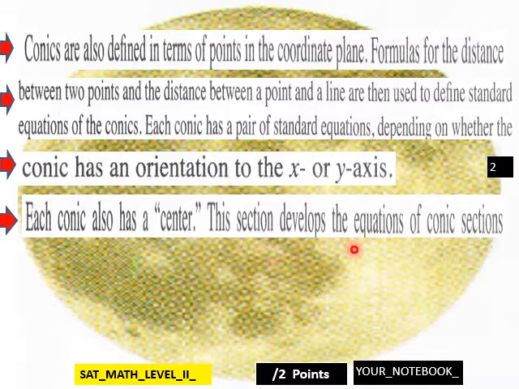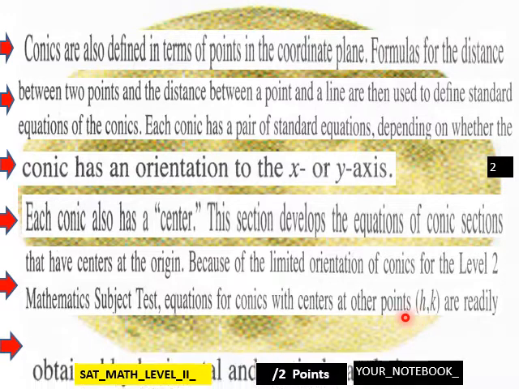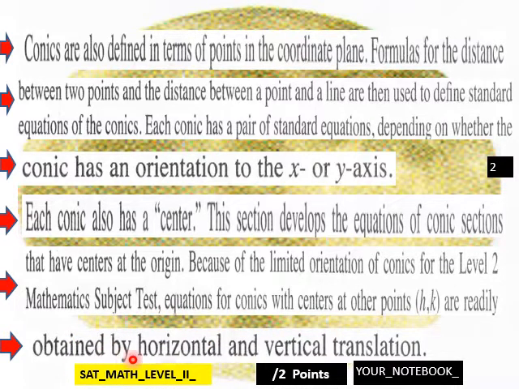This section develops the equations of conic sections that have centers at the origin. Because of the limited orientation of conics for the Level 2 Math subject test, equations for conics with centers at other points, (h, k), are readily obtained by horizontal and vertical translation.